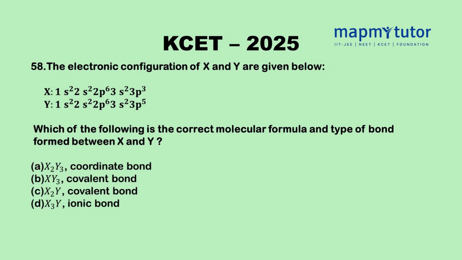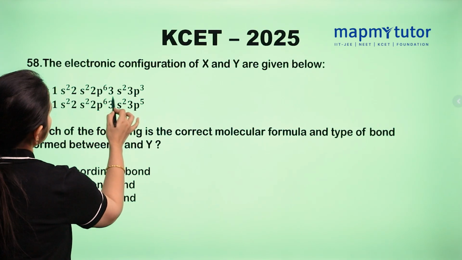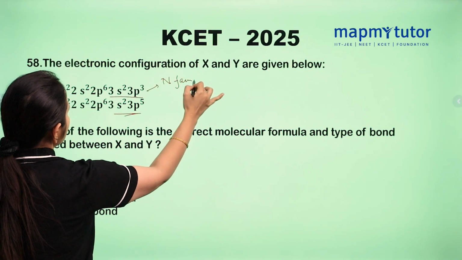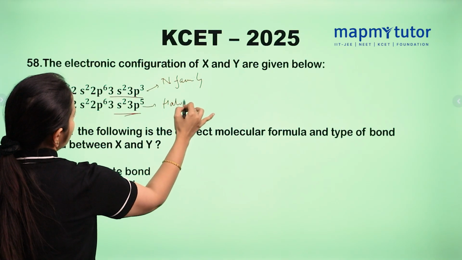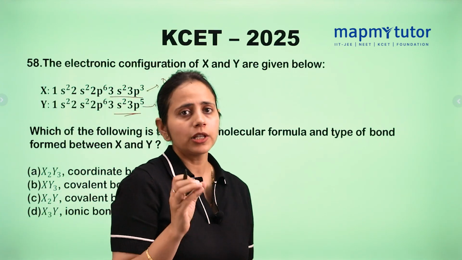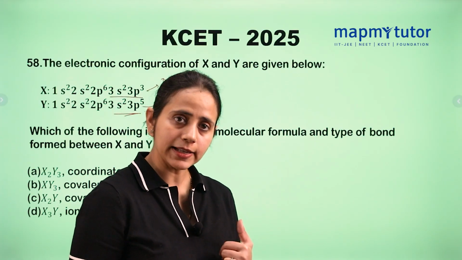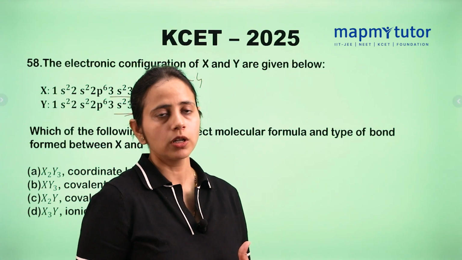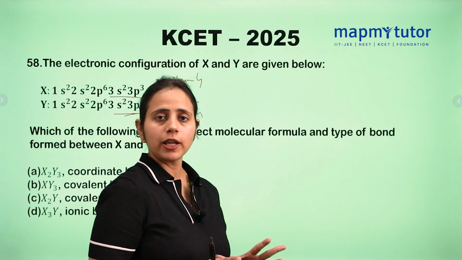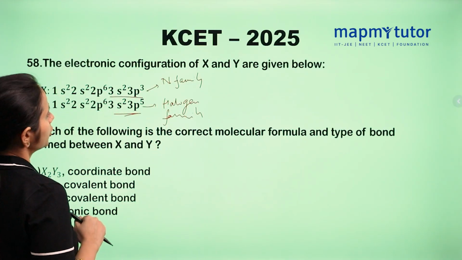Next, the electronic configurations of X and Y are given below. See the electronic configuration: ns2 np3 and ns2 np5. This means X is the nitrogen family and Y is the halogen family. Whatever exam you are going to prepare for, you must know the electronic configuration of all the periodic elements, whether s block, p block, d block or f block. It is very important, because the maximum number of questions in inorganic chemistry require electronic configuration. It will definitely help you.